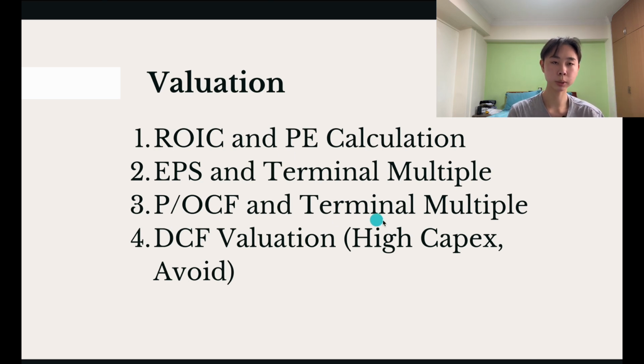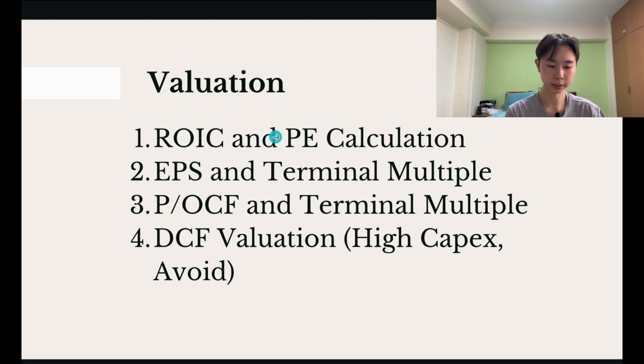Next one is your price to operating cash flow and terminal multiple. This one is for companies that are experiencing a high capex cycle now, for example Microsoft, Amazon, and Google. This method will be suitable for them. And then the last one is your discounted free cash flow analysis. This one is for companies that have low capex, for example S&P Global, Moody's, and maybe MasterCard and Visa. All these companies, you use the discounted free cash flow method.